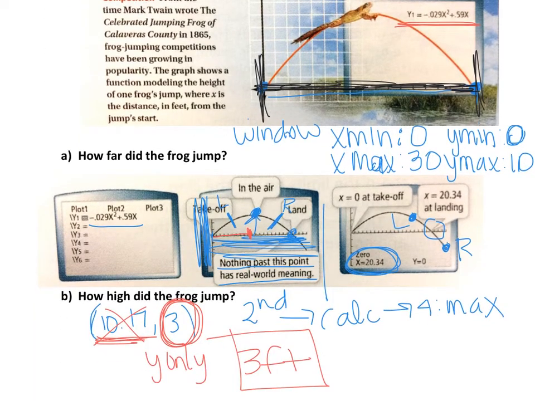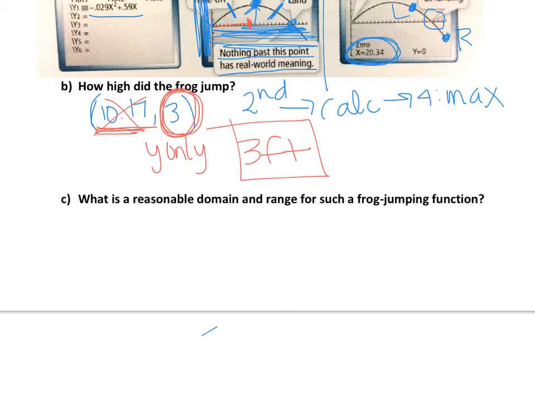20.34. So if I'm saying my domain, I'm probably going to say a reasonable domain, because you don't have to be exact, would be 0 to 21. I just rounded up to 21. You can put 25. You have a little bit of freedom here because it says reasonable. So there are a lot of reasonable answers, but we're just going to say 0 to 21.